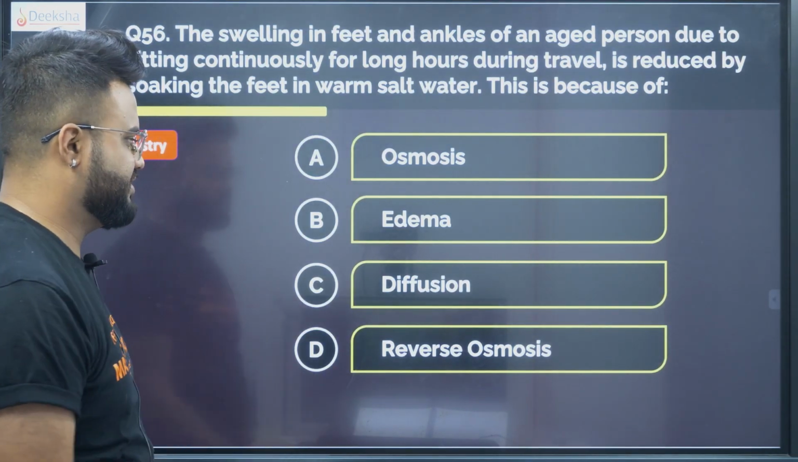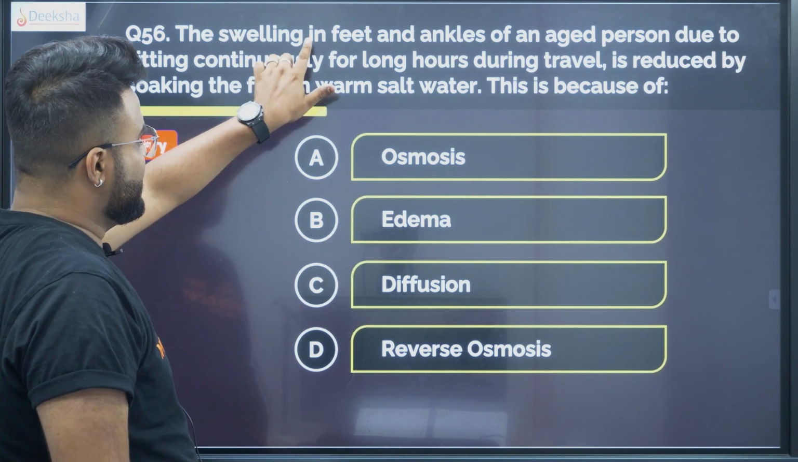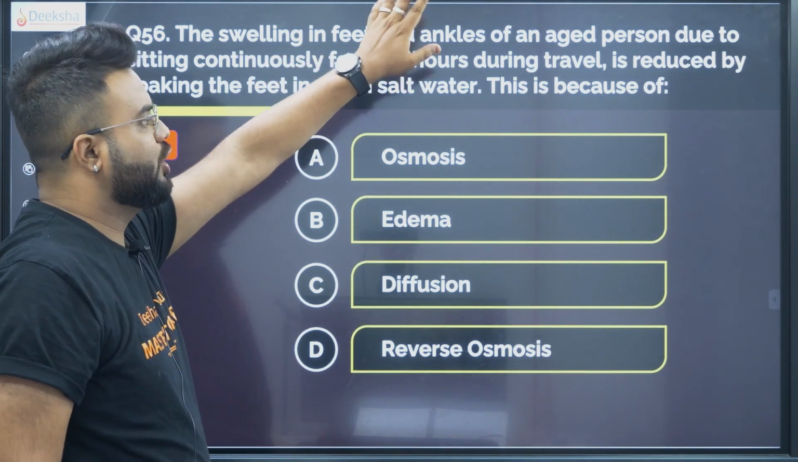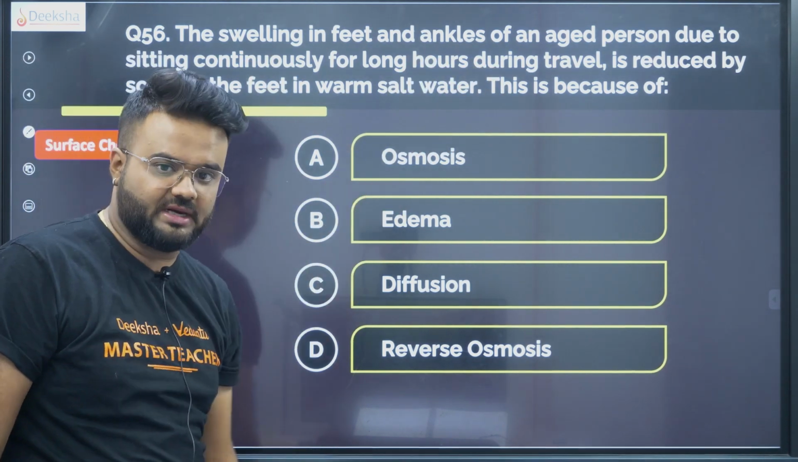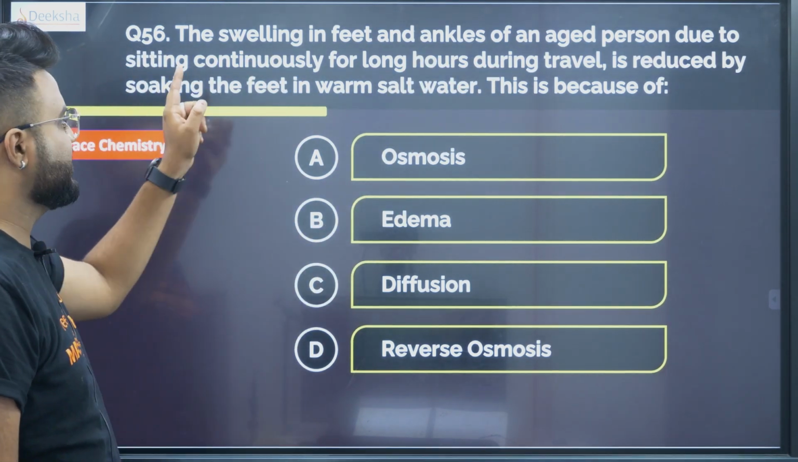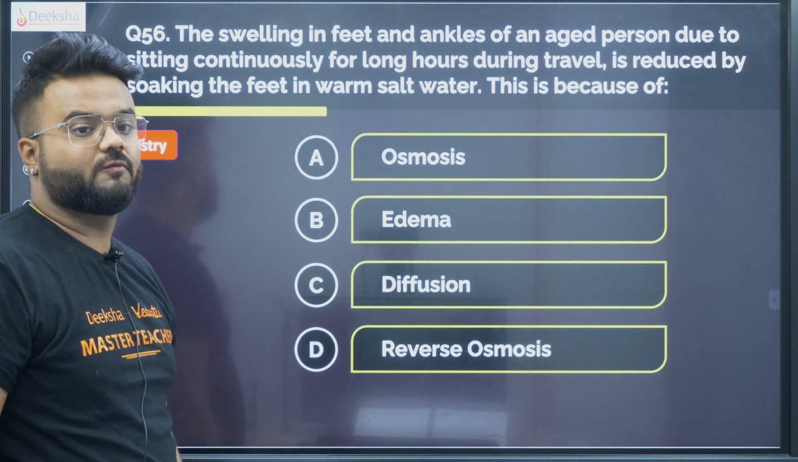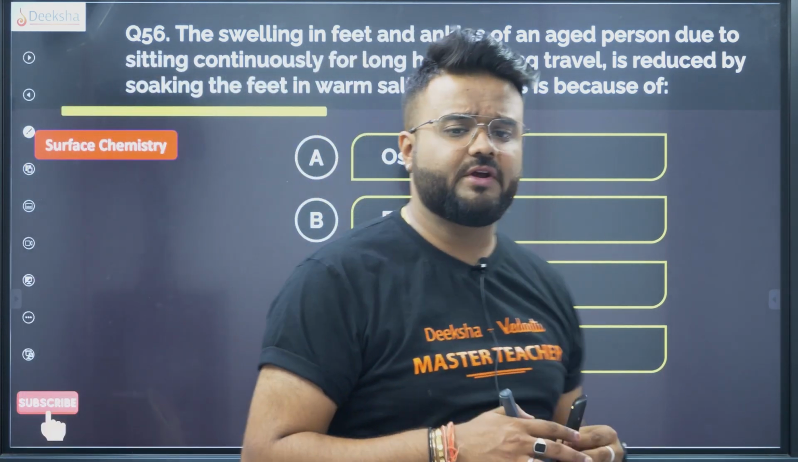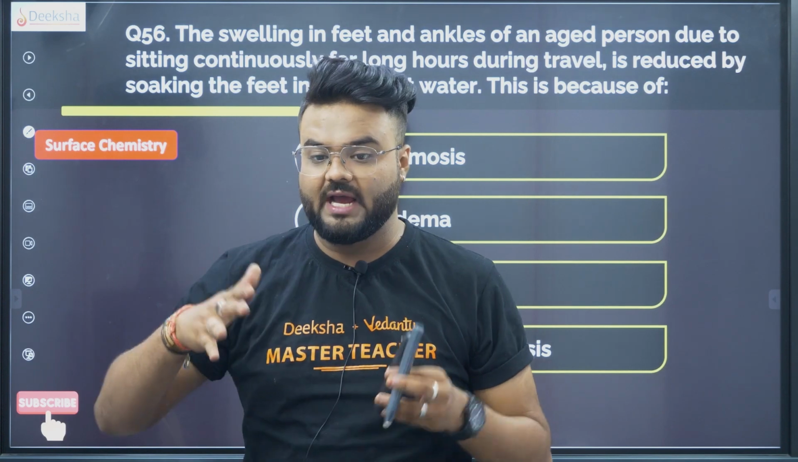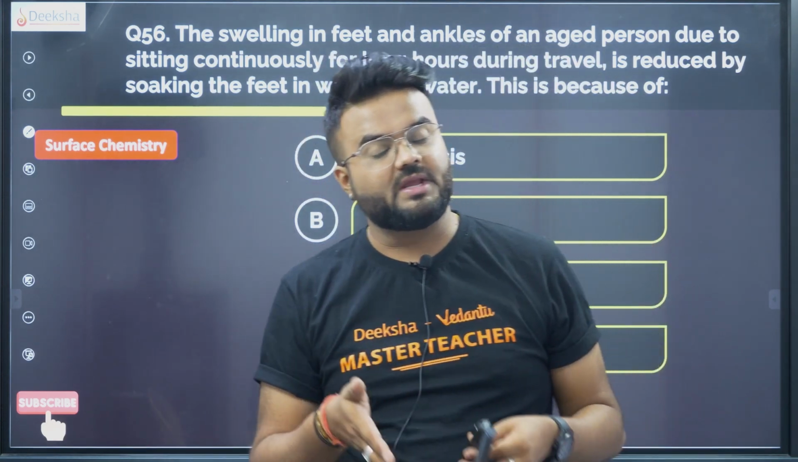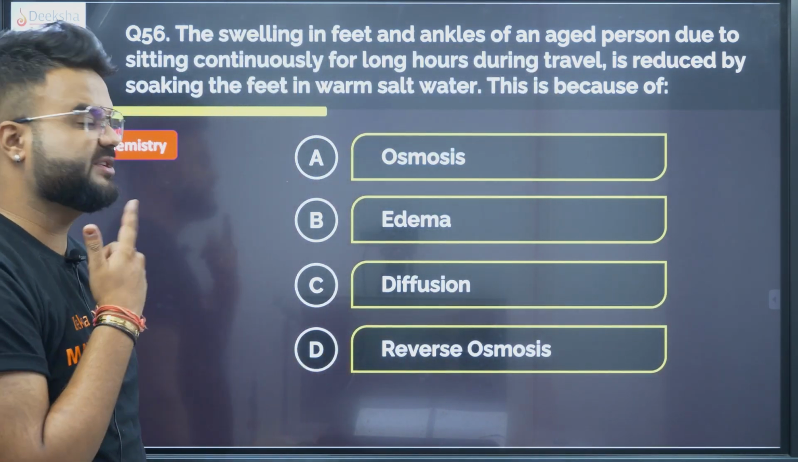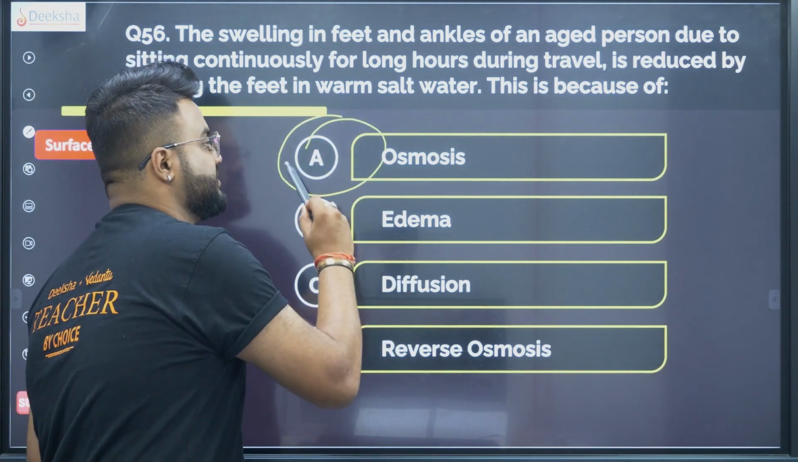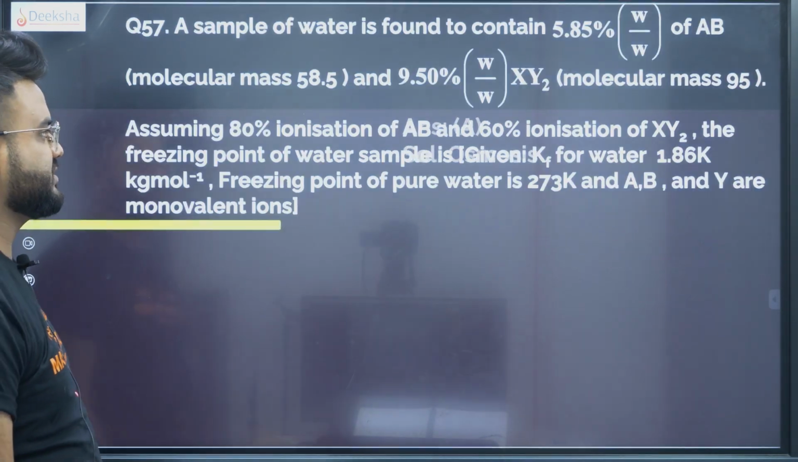Again, a surface chemistry question. The swelling in the feet and ankles of an aged person, due to sitting continuously for long hours during travel, is reduced by soaking the feet in warm salt water. Why? Now, after a long travel, what happens? Their feet will be swollen, and they keep their feet in warm water with salt. What kind of chemistry is happening here? It is nothing but osmosis. Okay, so osmosis is your correct answer.